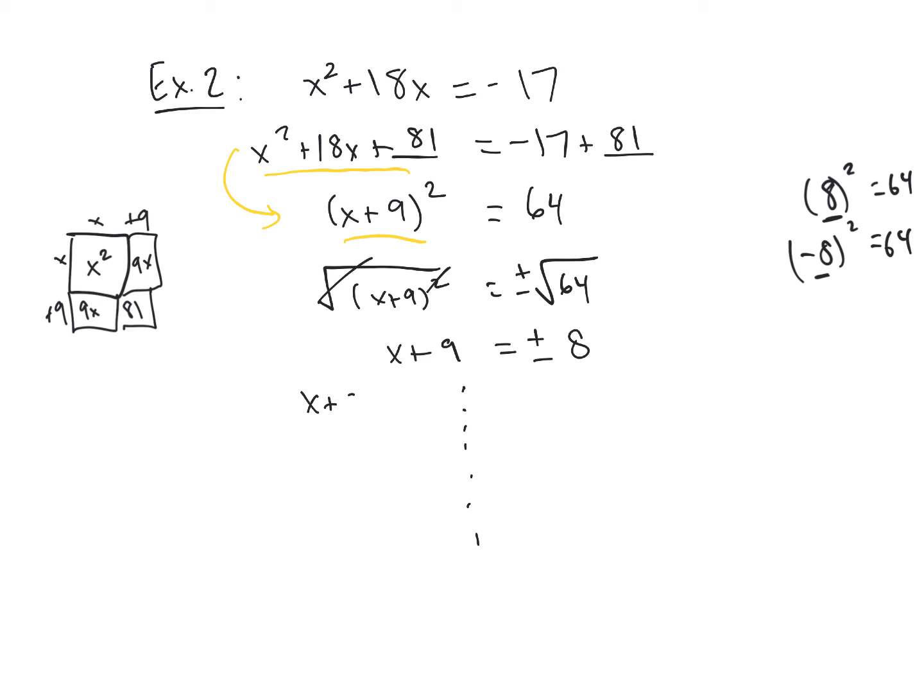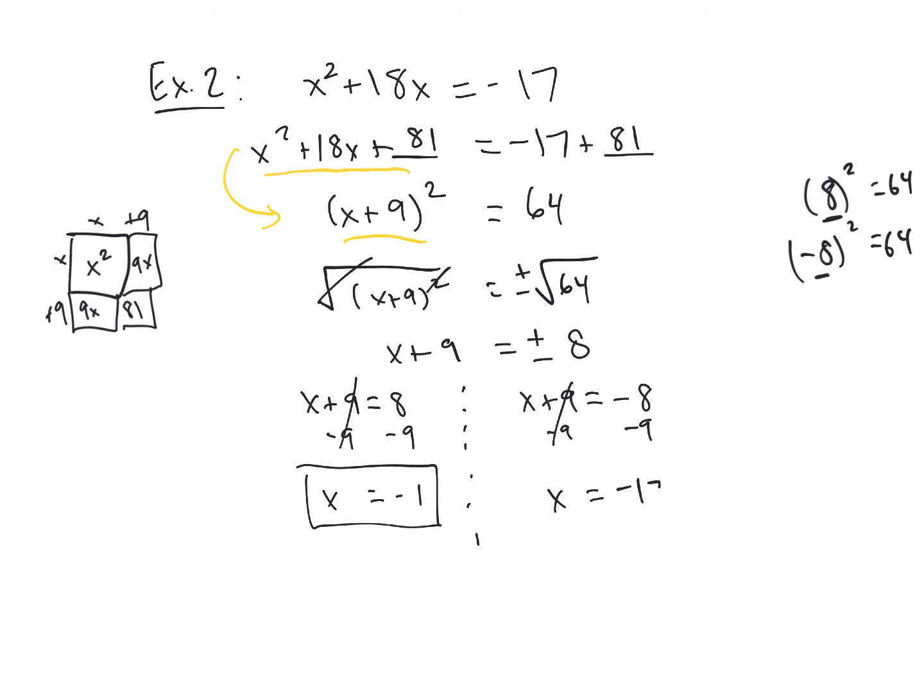So our first mini equation, x plus 9 equals 8. Go ahead and solve that out for x and enter your answer when you're ready. Yeah, so I'm subtracting 9, x equals negative 1. Then we have our second mini equation, which is x plus 9 equals negative 8. So again, we have to solve this out for x by subtracting 9. So go ahead and subtract 9 from both sides and enter your answer when you're ready. So minus 9, I get x equals negative 8 minus 9 is negative 17. So negative 1 and negative 17 would be our answers here.